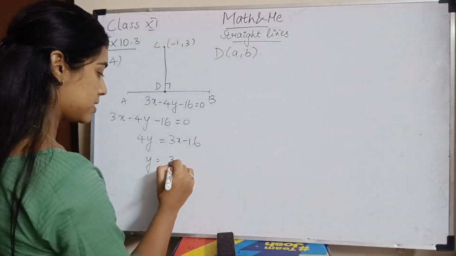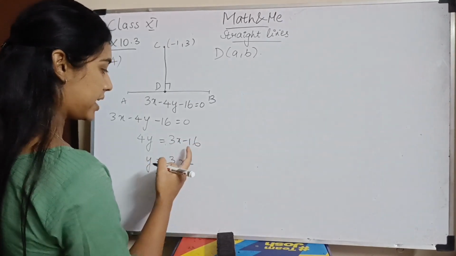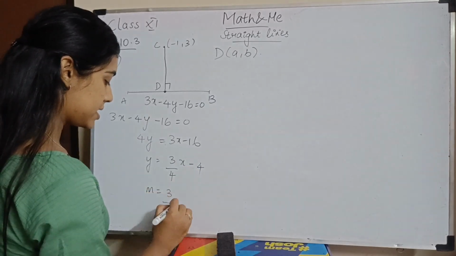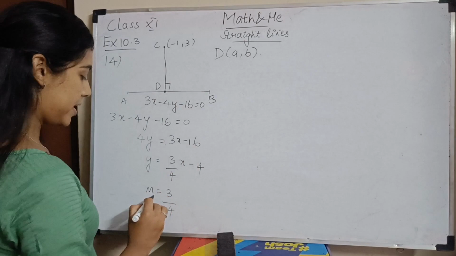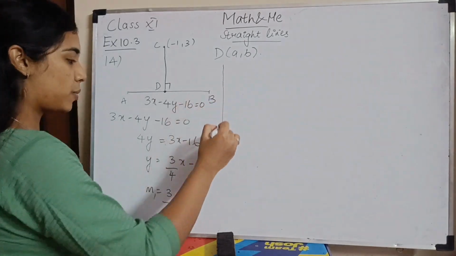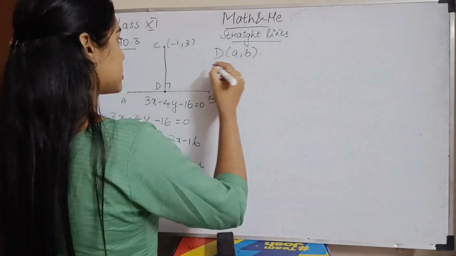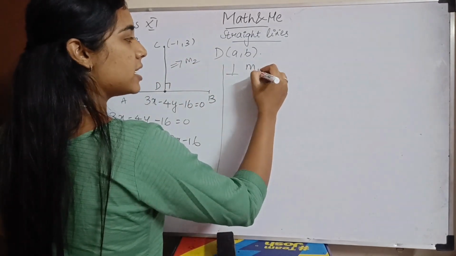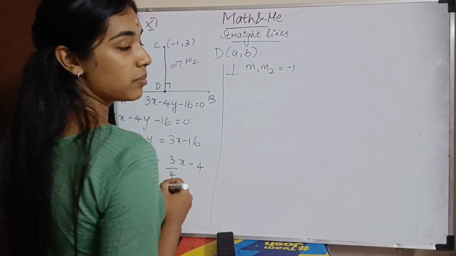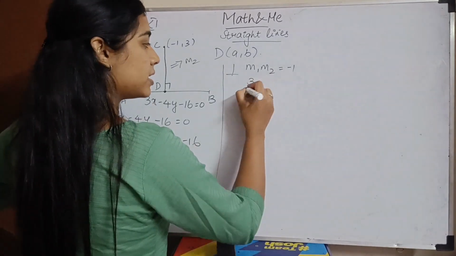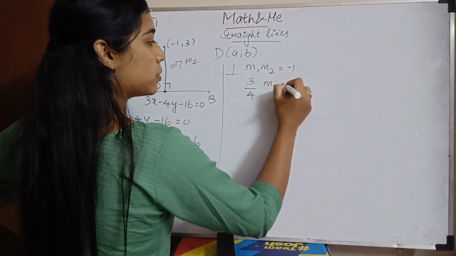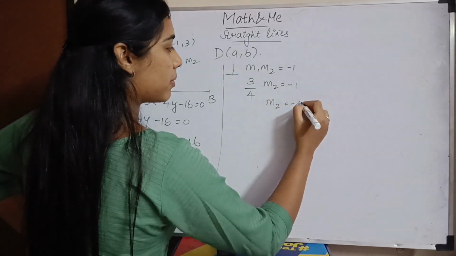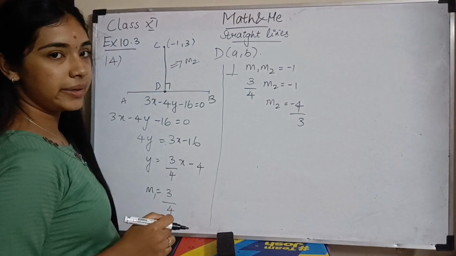Y equals 3 by 4x minus 16 by 4, which is just 4. So the slope is 3 by 4. Slope of AB, I call it m1. So what is the slope of CD? Slope of CD, let it be m2. So what do you know about perpendicular lines? m1 times m2 equals minus 1. What is your m1? 3 by 4. So m2 equals minus 4 divided by 3.